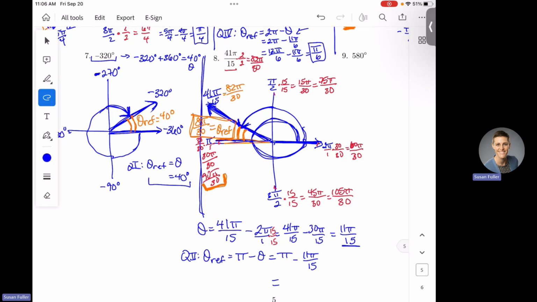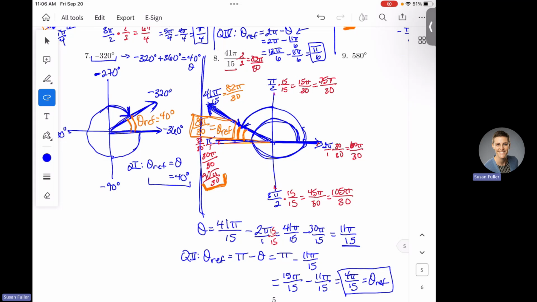Again, got to get a common denominator. This is going to be a theme. You're going to do this a lot. 15 pi over 15 minus 11 pi over 15. That is 4 pi over 15. That's my reference angle.